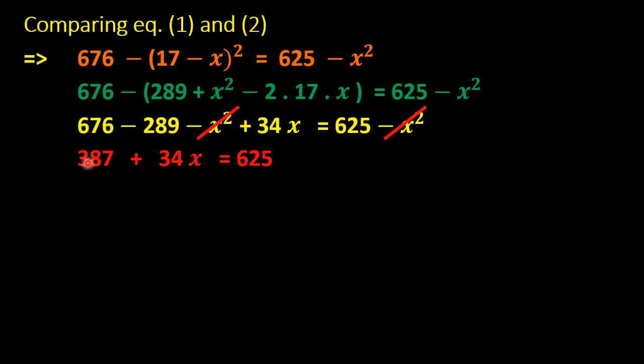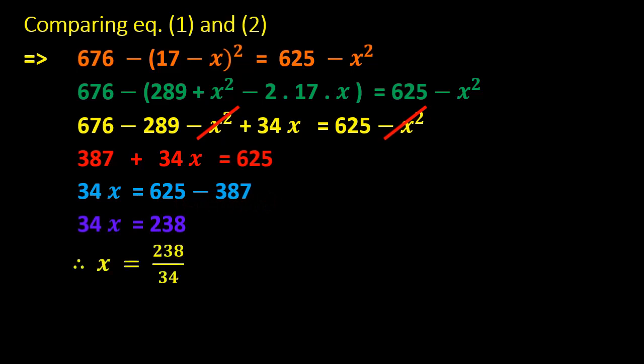Now we shift this 387 to the right hand side, then it will be 34x equals 625 minus 387. Then after subtraction, 34x equals 238, then x equals 238 divided by 34, which is 7. So the value for x is 7.